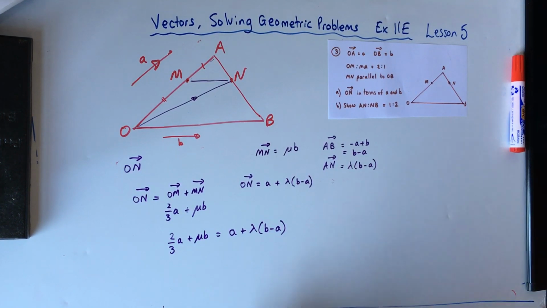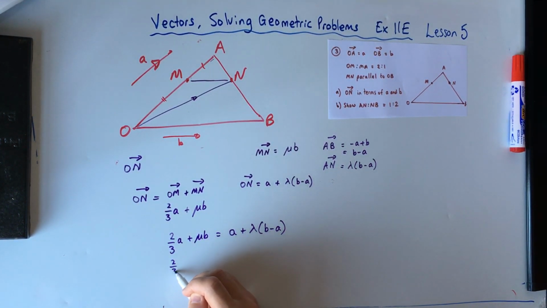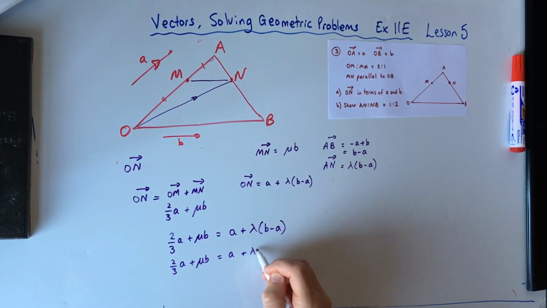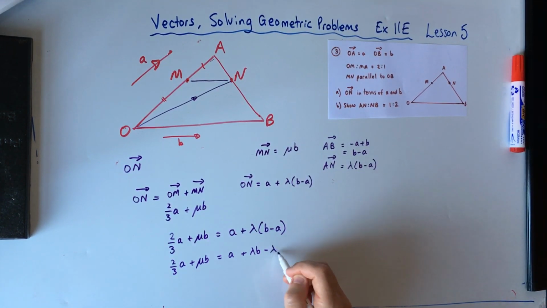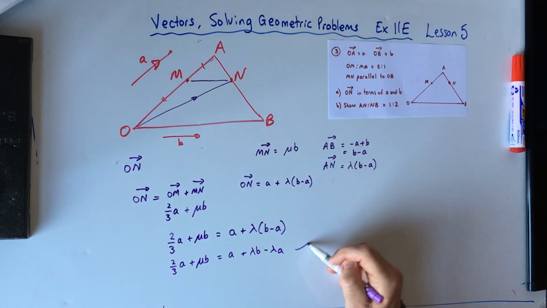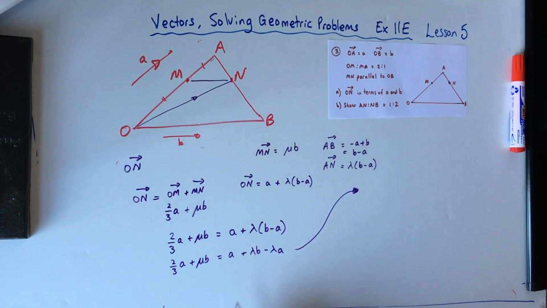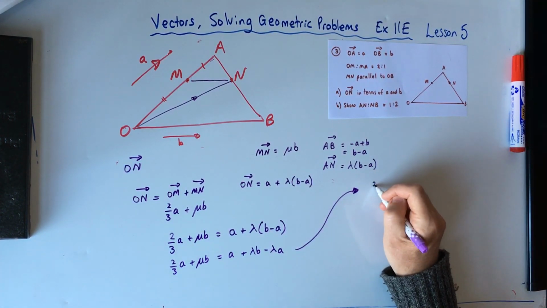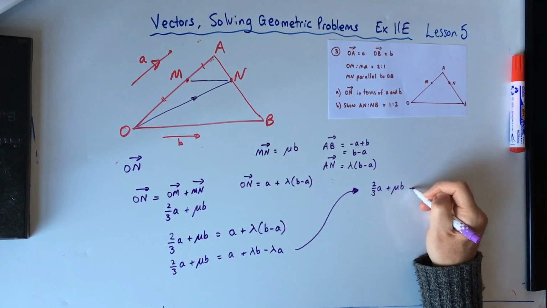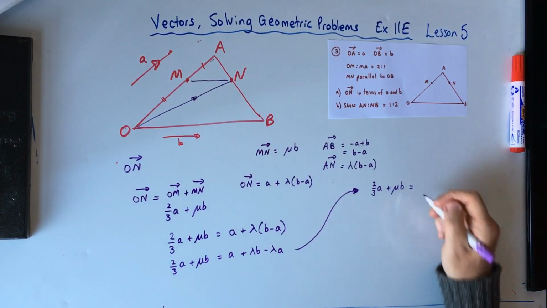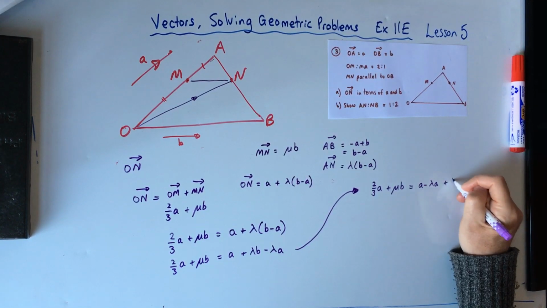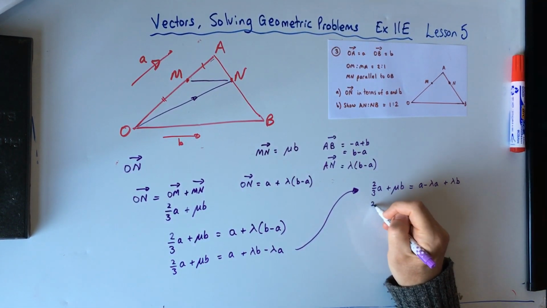Now, it looks horrible. Let's multiply this out. I can say 2/3 of A plus mu B is equal to A plus lambda B minus lambda A. Okay, and I'm running out of space, so I'm just going to move that up there for you. I'm just going to rearrange it a little bit. I'm going to go 2/3 of A plus mu B is equal to A minus lambda A plus lambda B there.